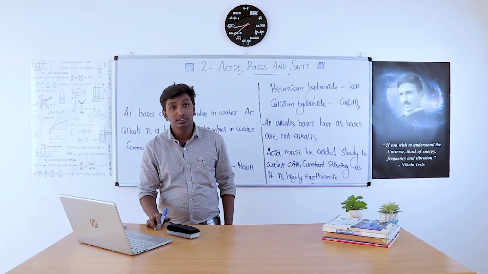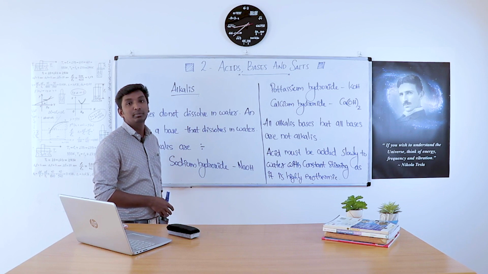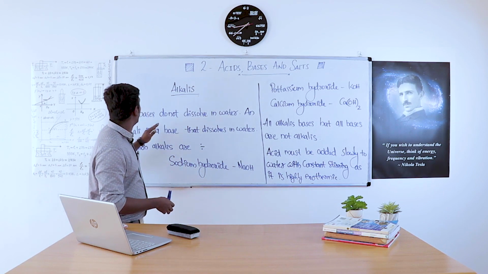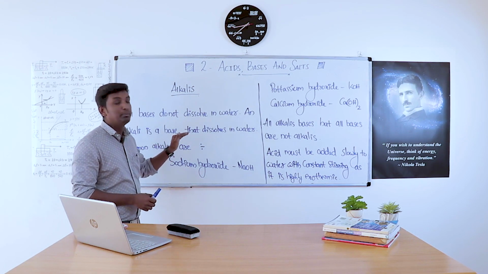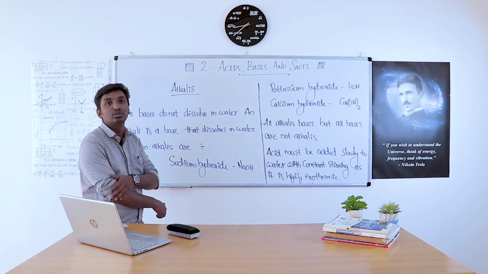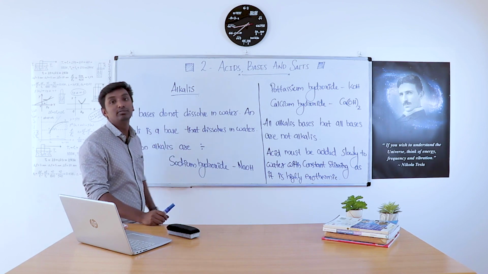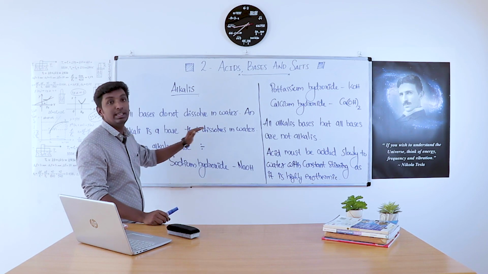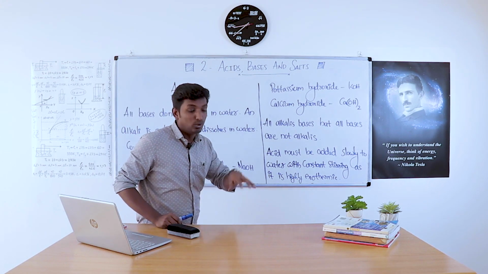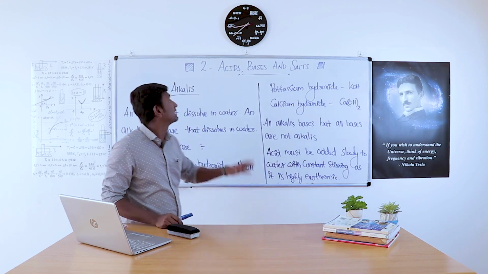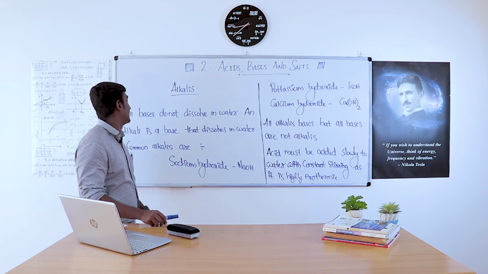Okay. The next important topic in this chapter is alkalis. What do you mean by alkali? All bases do not dissolve in water. An alkali is a base that dissolves in water. So simply we can say that alkali is a base that dissolves in water. Only those bases which dissolve in water are known as alkalis.